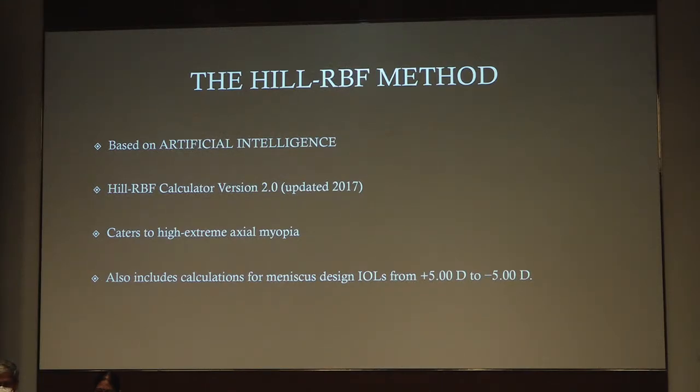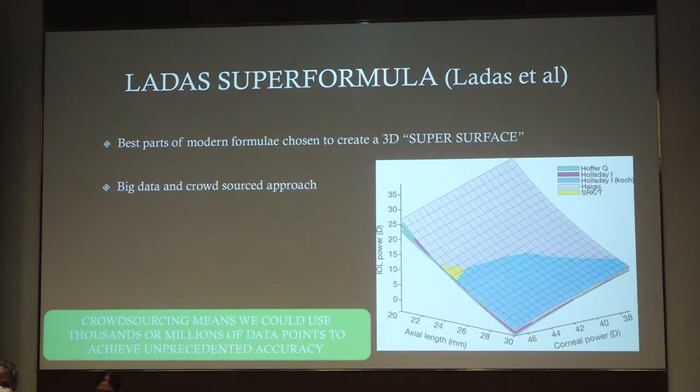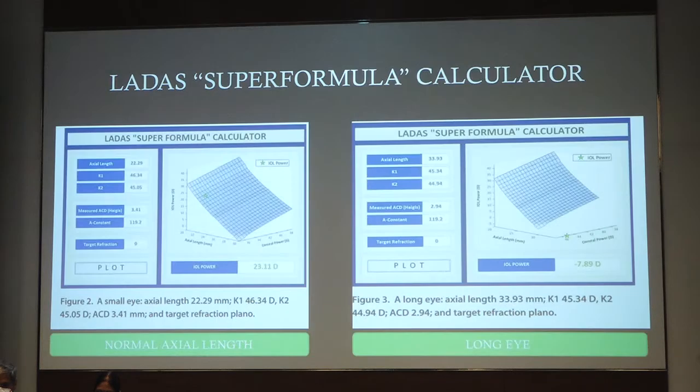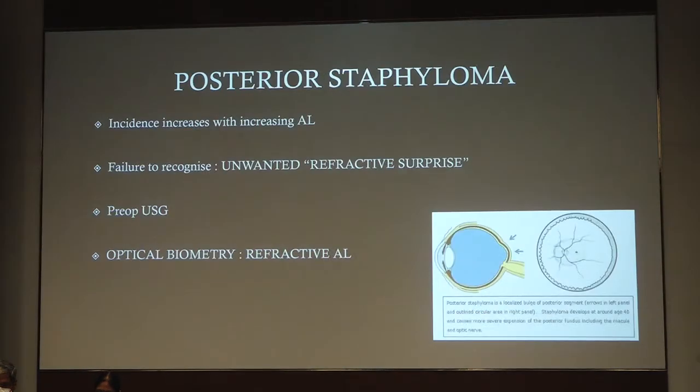The Hill RBF calculator is available, and it caters to extreme high myopia, and it provides calculations for IOLs from +5 to -5. The latest Super Formula uses artificial intelligence and crowdsourcing, which means that we can use thousands and even millions of data points to achieve unprecedented accuracy in our IOL power calculations.